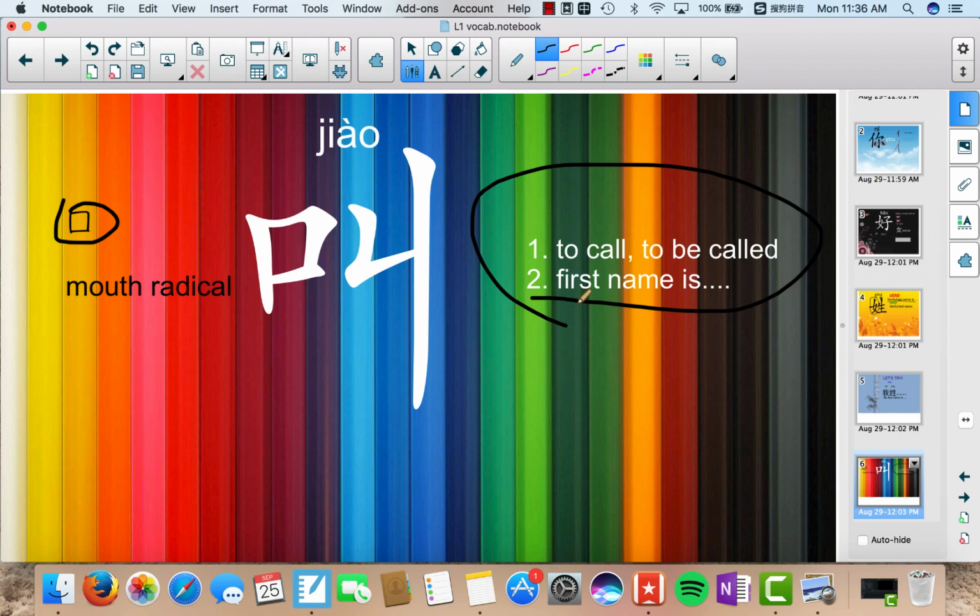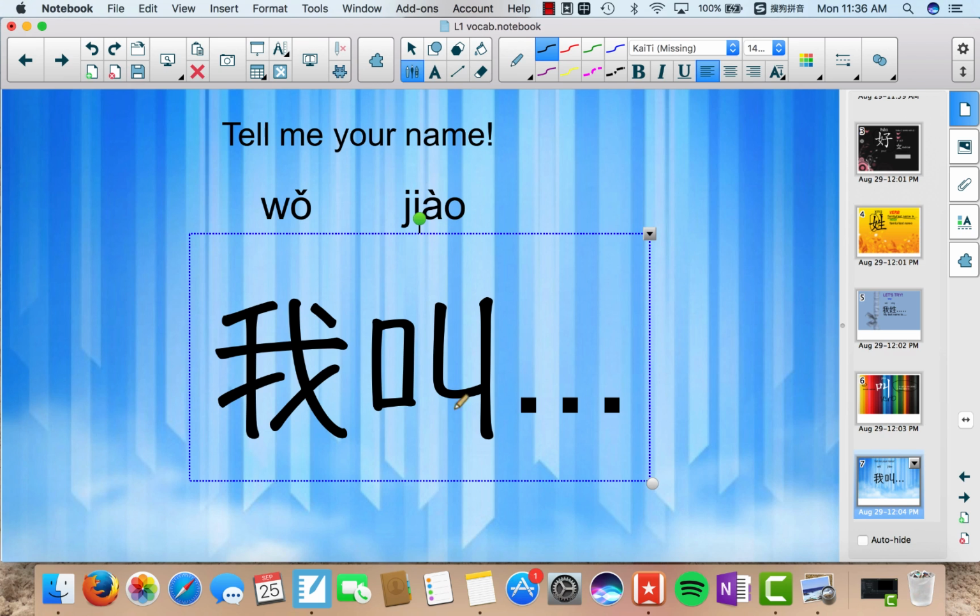Okay, so in this unit, we're learning that first name is a verb. So in English, you say, my first name is da da da. In Chinese, you simply say, 我叫 pa pa pa. Let's try it. 我叫 Eva. 我叫 John. 我叫 Michael. 我叫 Jane.